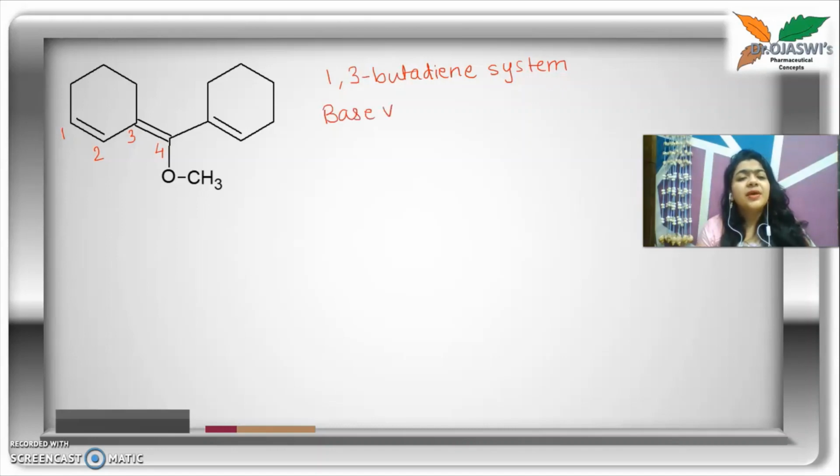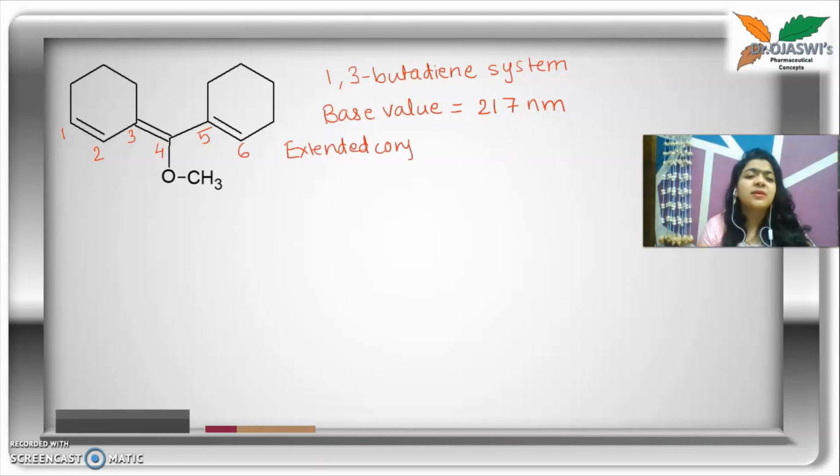But here I see a third double bond also, and that third double bond is in conjugation. So I call that third double bond extended conjugation, and I am numbering it as 5 and 6. So now these 3 double bonds are in conjugation with each other. Extended conjugation is increasing the lambda max by 30 units. Then what should you look for next?